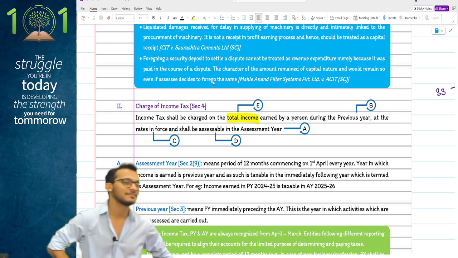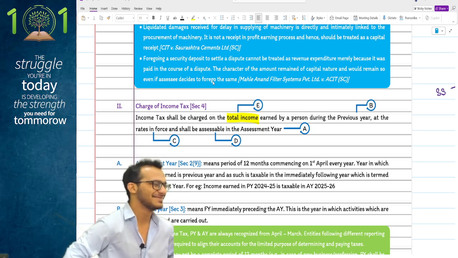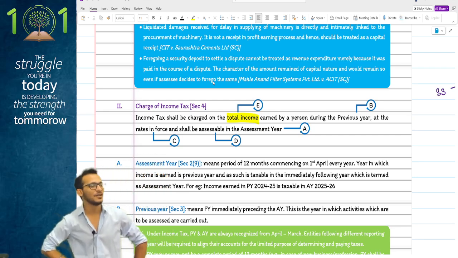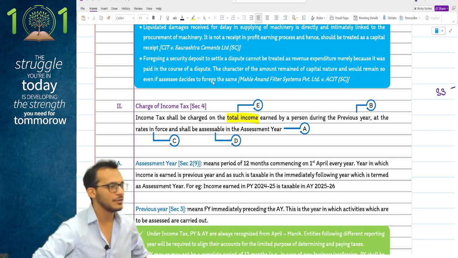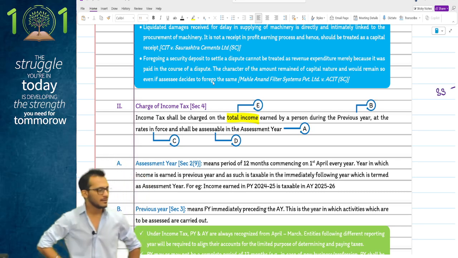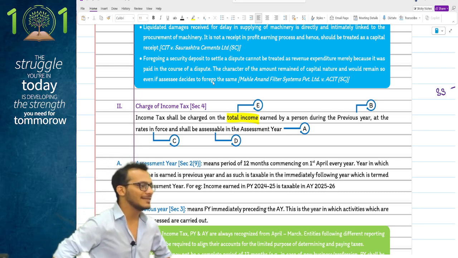This is my only source. It's a capital receipt because this is your only source of income and the only source of income is getting abolished. Correct, not correct? Yes.